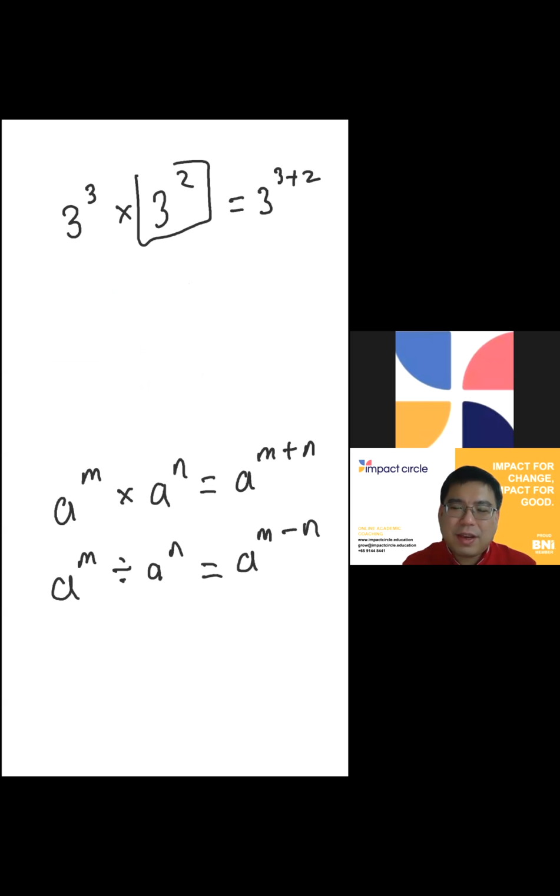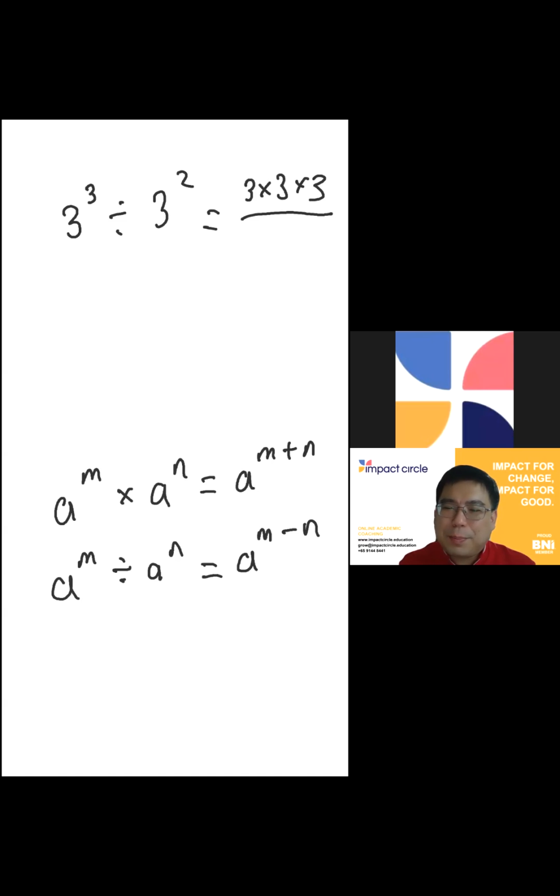Okay, if instead of having 3 to the power of 3 multiplied by 3 to the power of 2, what happens if we change this to divide instead? We will get a fraction where on top you will have 3 times 3 times 3, and at the bottom you have 3 times 3. And as you know, when we have a fraction with factors on top and below, we can actually cancel the same factors on top and below. So we will cancel 1 on top, 1 below, 1 more on top, and 1 more below. And what are we left with? We are left with 1 copy of 3 on top.